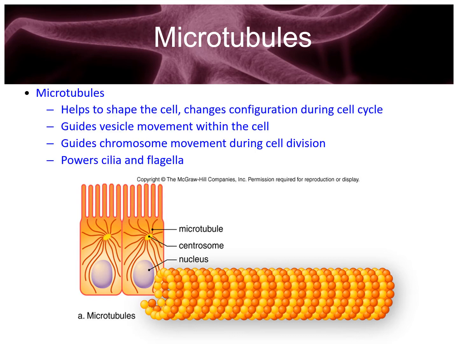Microtubules do a variety of things. They help to give the cell shape. They help with vesicle movement, like we saw in the last slide. They also help with chromosome movement when the cell is dividing. And they also are what allow a cilia or flagella to move. So let's go through each of these. We're going to start with the vesicle movement.